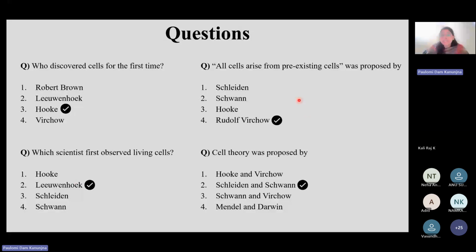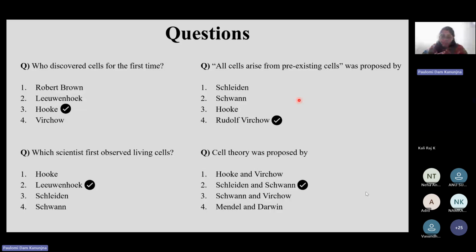Now the third question says all cells arise from pre-existing cells, and we know this was proposed by Virchow. Now, what does this line mean? It just basically covers the part of cells replicating independently, right? And this is also called omnis cellula e cellula. Now, basically, Virchow, when he saw that these cells can arise from the previously existing cell, he basically rejected the idea of spontaneous generation.